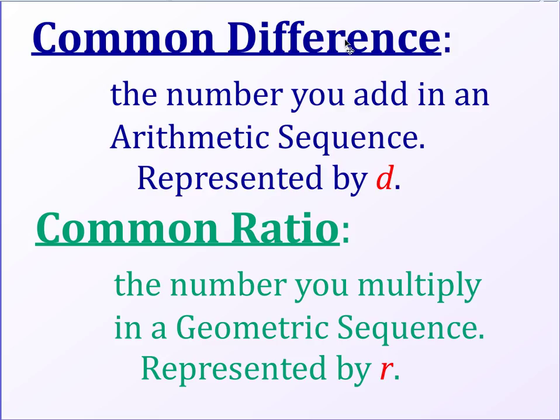A common difference is the number we add in an arithmetic sequence. A common difference is always represented by a lowercase d. A common ratio is the number we multiply by in a geometric sequence, and a common ratio is always represented by a lowercase r.